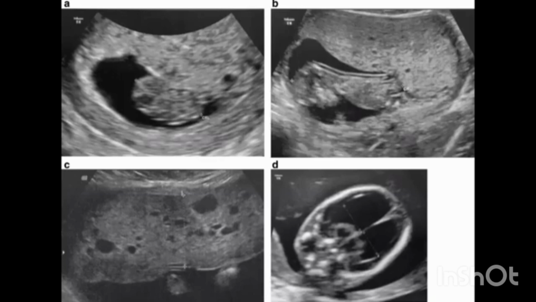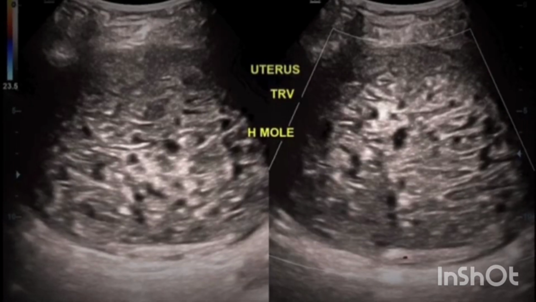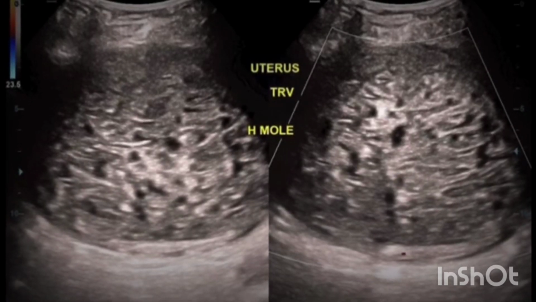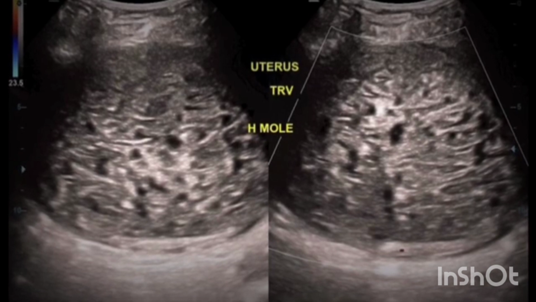Gestational trophoblastic neoplasia. Gestational trophoblastic neoplasia is a collective term for gestational trophoblastic diseases that invade locally or metastasize. Hydatidiform mole is the most common form of gestational trophoblastic neoplasia.